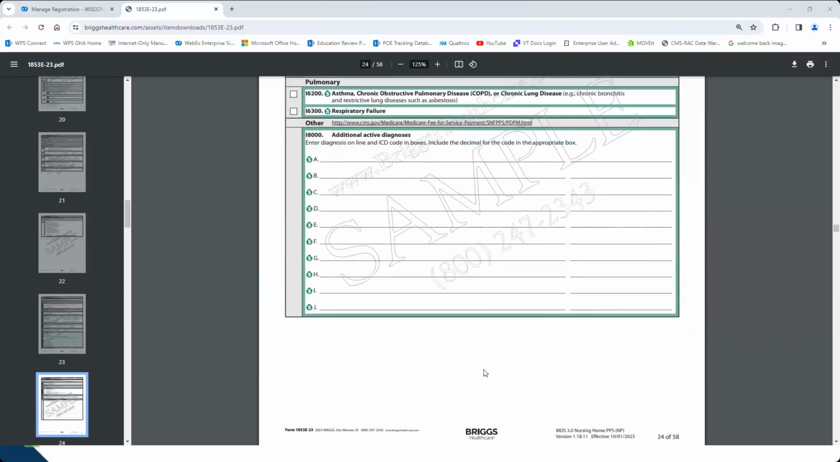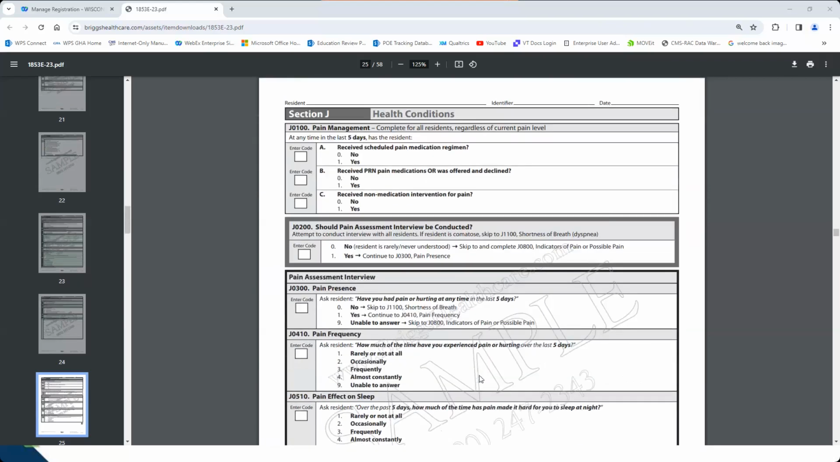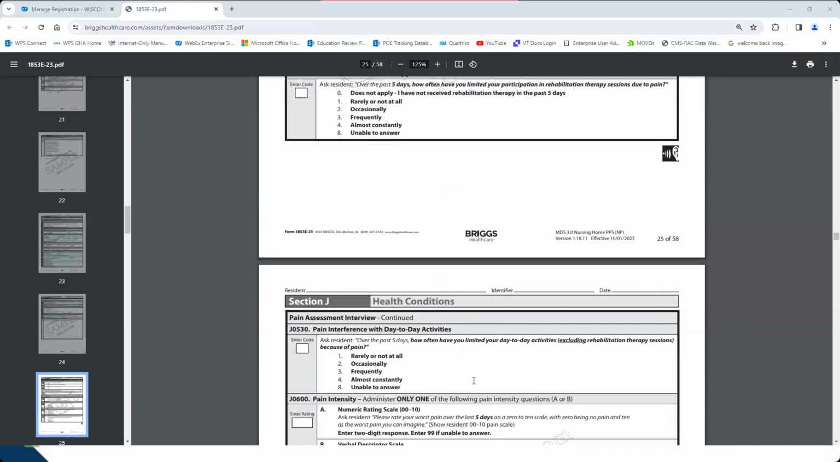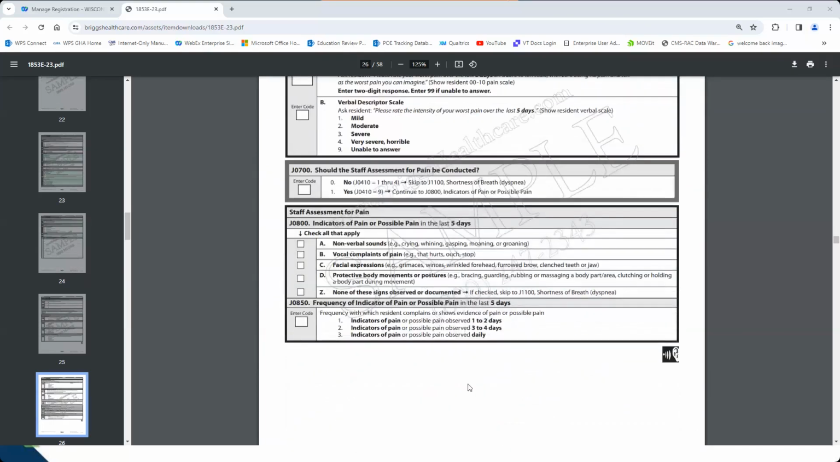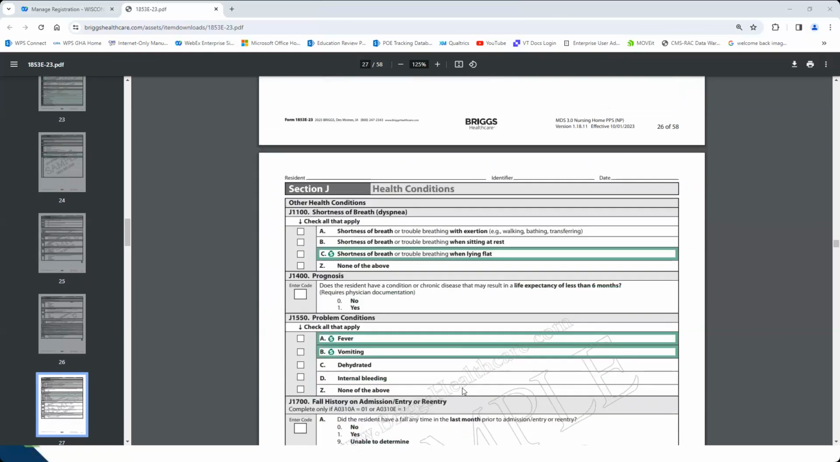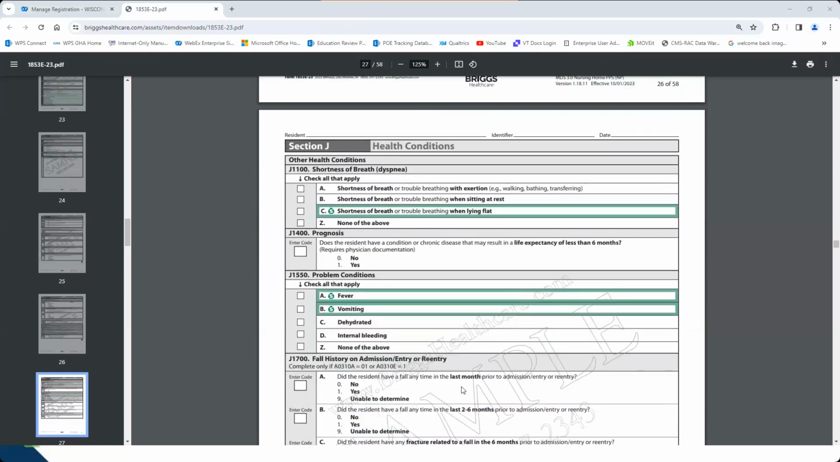All right, so as we scroll on, we're going to hit Section J. And Section J doesn't have as many indicators, but we still want to talk about those things that are an indicator. So things in Section J that could affect and drive your payment include things like shortness of breath, documented fever, or documented episodes of vomiting within the 7-day look-back period.